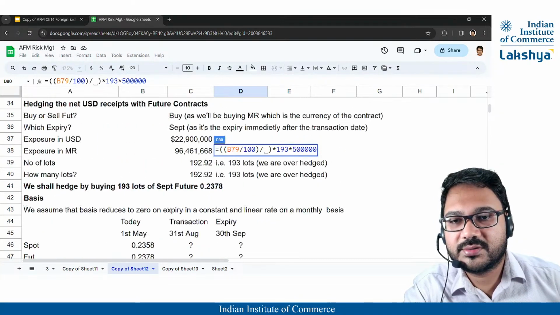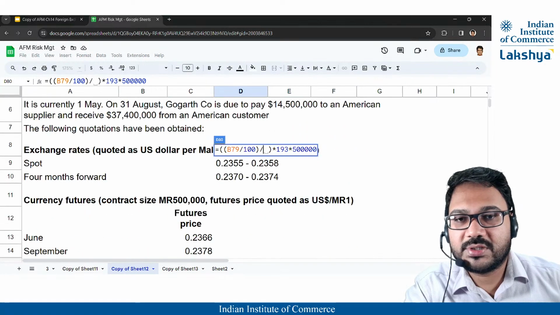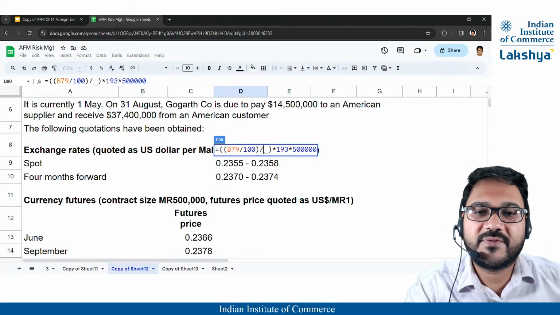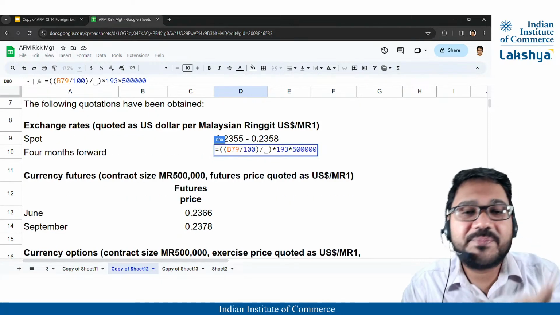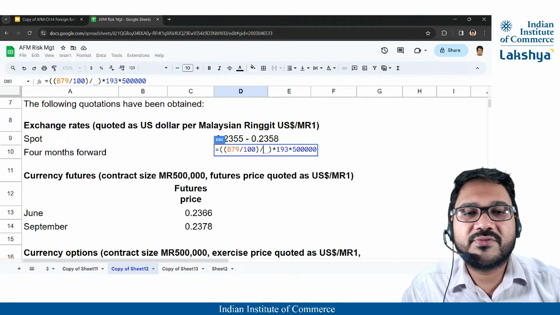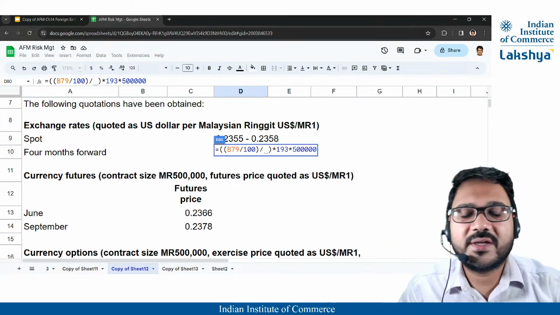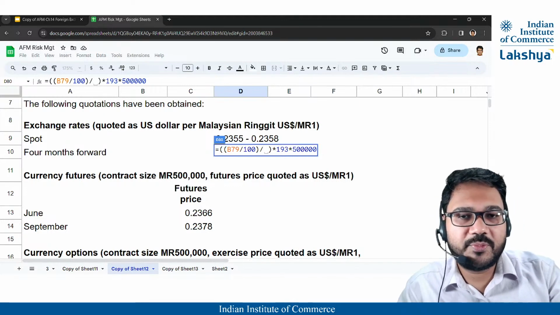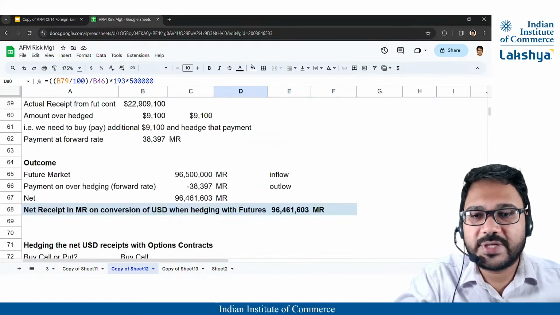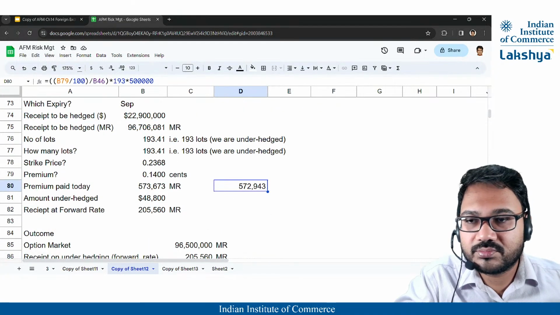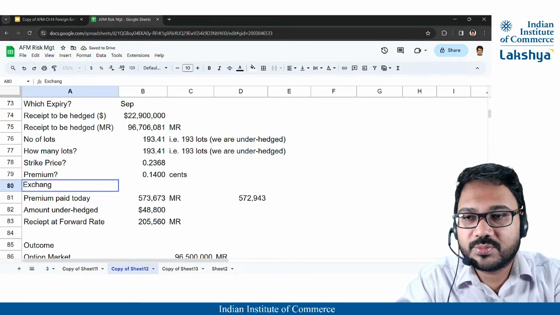We are to receive, right? Okay, see, there are two spot rates available to us, 0.2355 and 0.2358. Now, these are the dollars that we need to pay, correct? We have to pay premium. So we are going to take our dollars and ask for MR. So for every one MR, obviously the banker is going to take more dollars from us. Sorry, wait. See, what is happening is, let me put one more over here. Exchange, spot exchange rate.